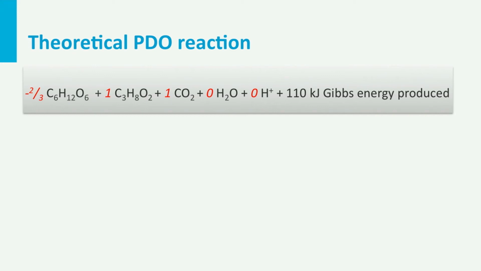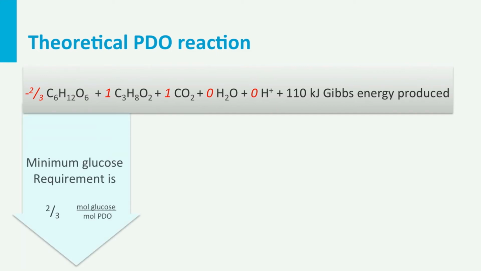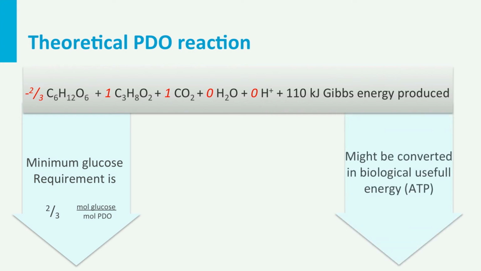From this reaction we learn 2 important things. First of all, we now know the absolute minimum glucose requirement, which is 2/3 mole glucose per mole PDO. This is an important value to judge the variable costs of your fermentation process. Secondly, you can see whether the product could supply energy for the organism. From glucose to PDO, this reaction shows that this is indeed the case, because the Gibbs energy of the reaction calculation tells you that 1 mole PDO produces 110 kilojoules of Gibbs energy. This thermodynamic calculation shows that the energy is there, but we cannot decide whether organisms can convert this energy into biologically useful energy such as ATP.